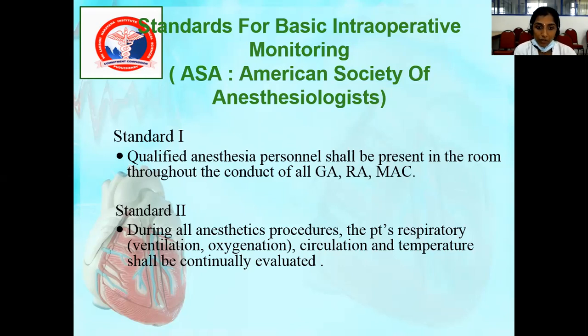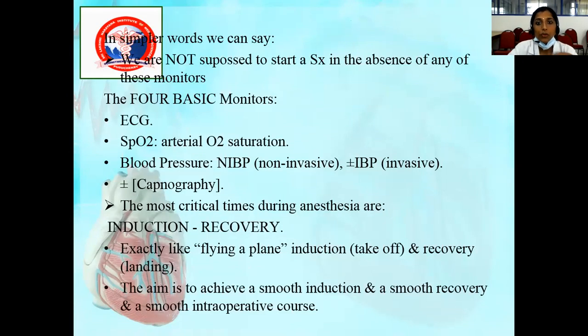A standard 2 monitor means during all anesthesia procedures, the patient's respiration, which includes the ventilatory parameters and the oxygenation parameters, the patient's circulation, and the patient's temperature should be continuously evaluated. So, in simple words, we are not supposed to start a surgery in the absence of any of these monitors. The four basic monitors required for any patient undergoing surgery under anesthesia are ECG, SpO2, blood pressure, which can be non-invasive or invasive, and capnography. Apart from that, temperature monitoring is also included in this.